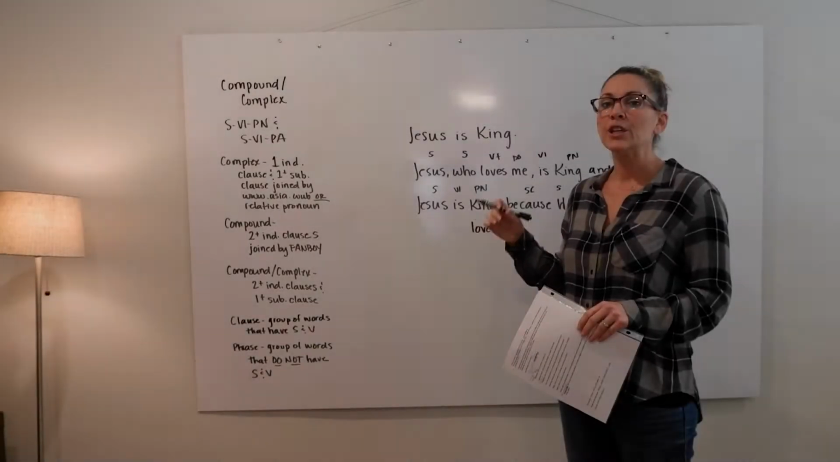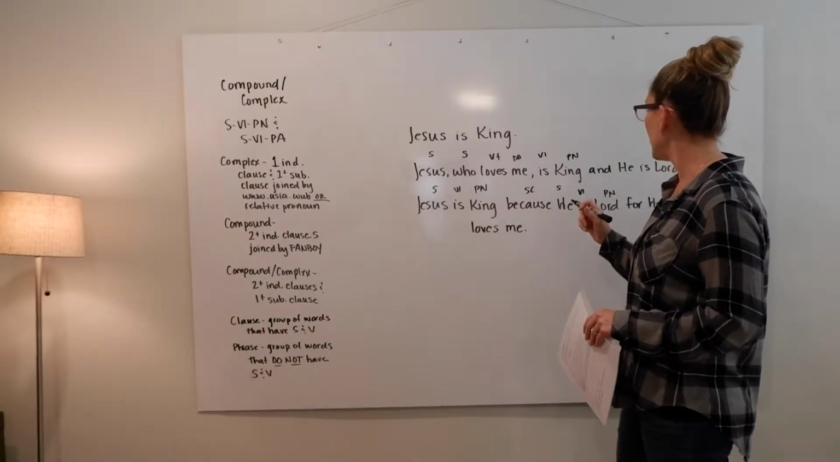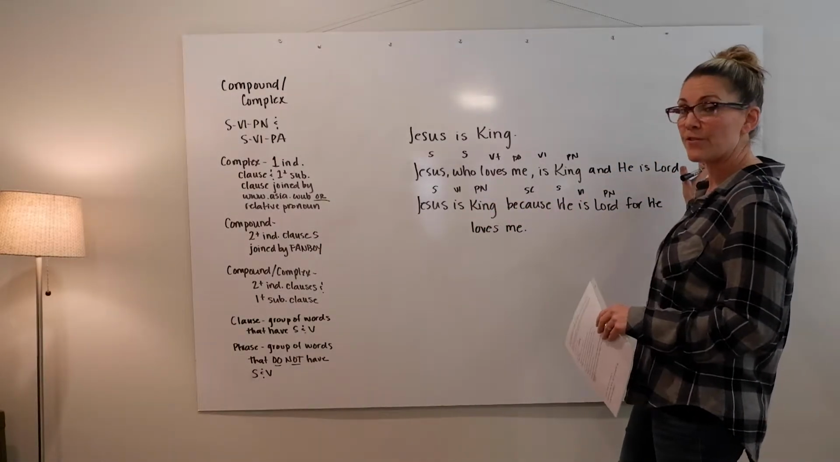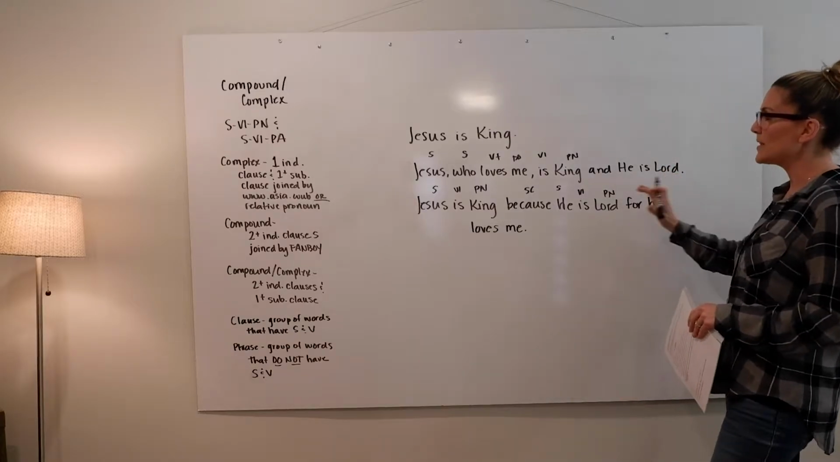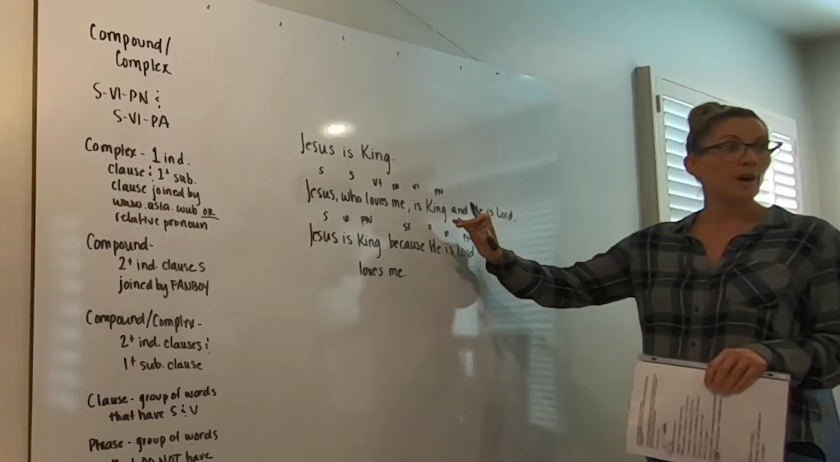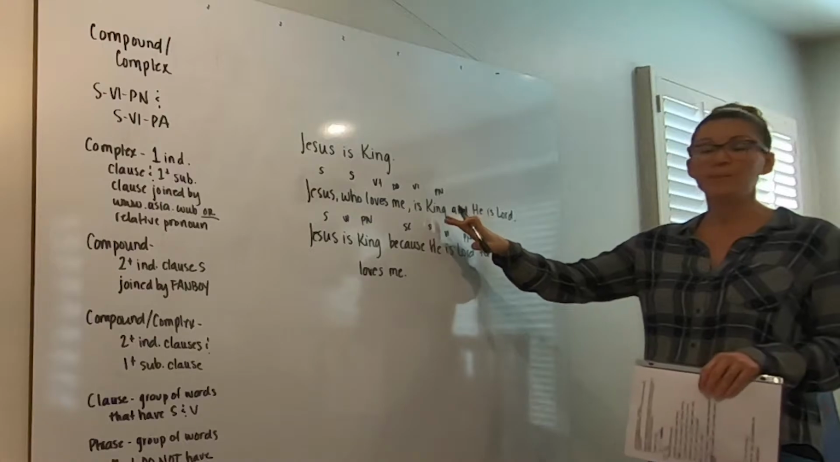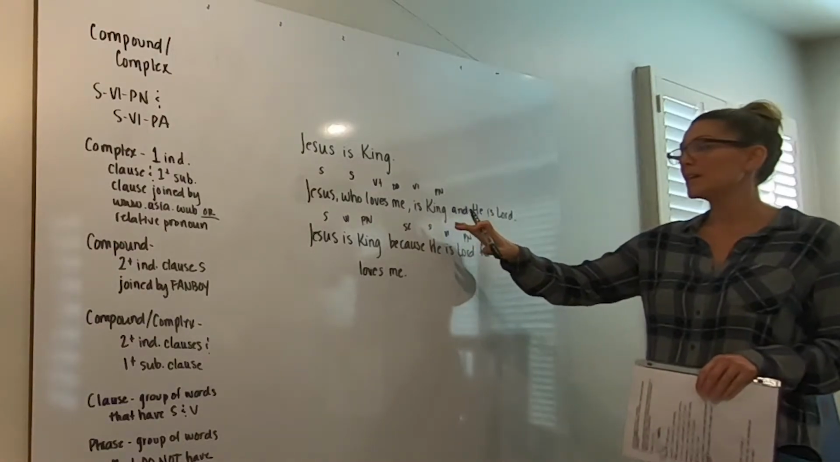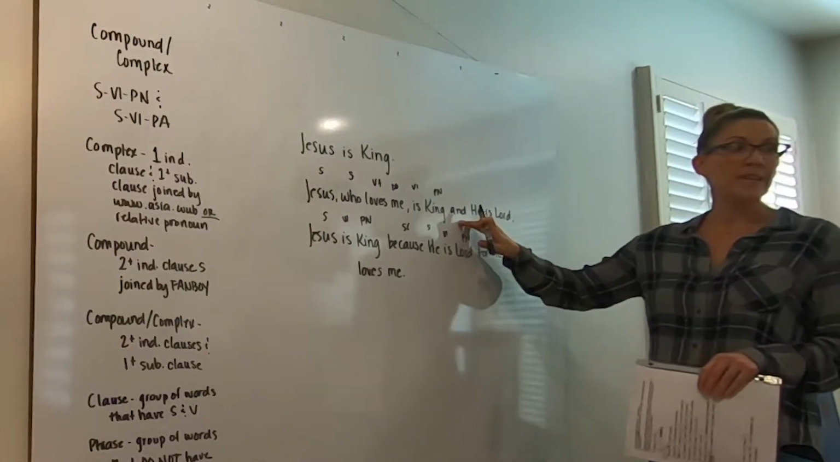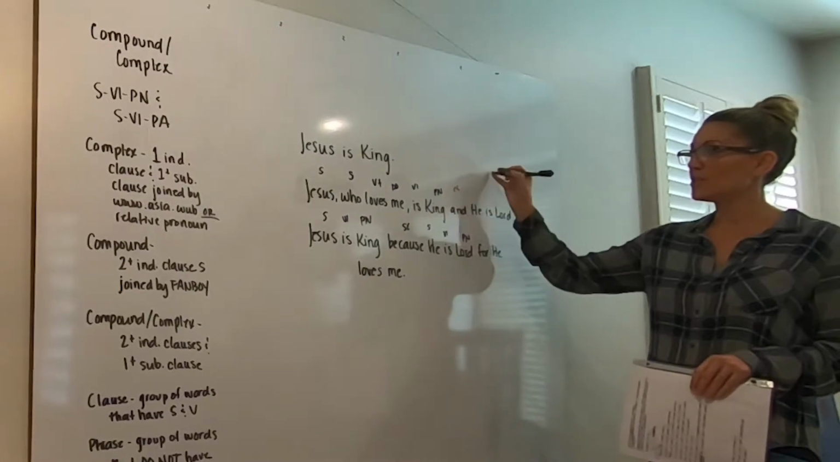So hopefully you did something like this for your first example. Jesus who loves me is king. We already established that that is a complex sentence because it has one independent clause and one subordinate clause. And, what kind of word is and? You all know that that's a coordinating conjunction.